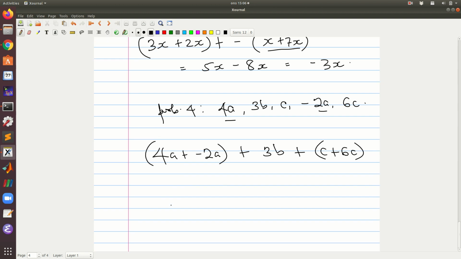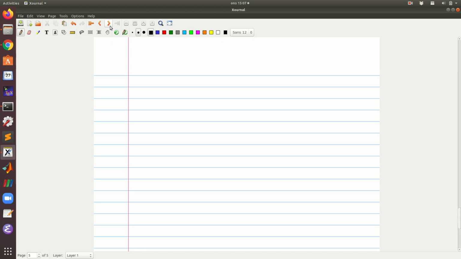Make sure that you can only add terms which are like, and the ones which are unlike, you cannot. So you can go through the rest of the problems here. The rest of the problems are just expressing the fact that when you're adding terms, you add like terms and you simplify as much as you can.